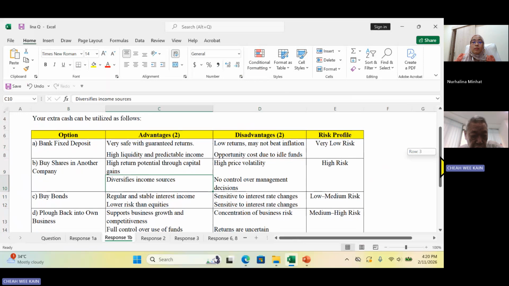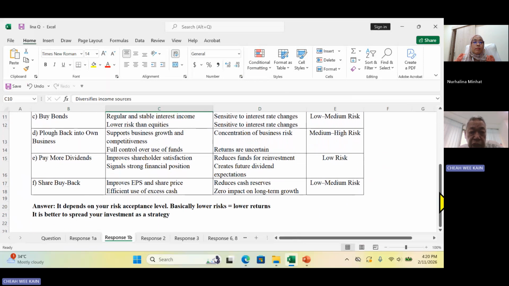Now, the next one is to buy bonds. In Malaysia, bonds means government bonds, treasury bonds, Khazanah bonds. In other countries, that will include companies issuing bonds. But in Malaysia, it's not popular because we are a bit worried about the company going bankrupt. So buy bonds, regular stable income.